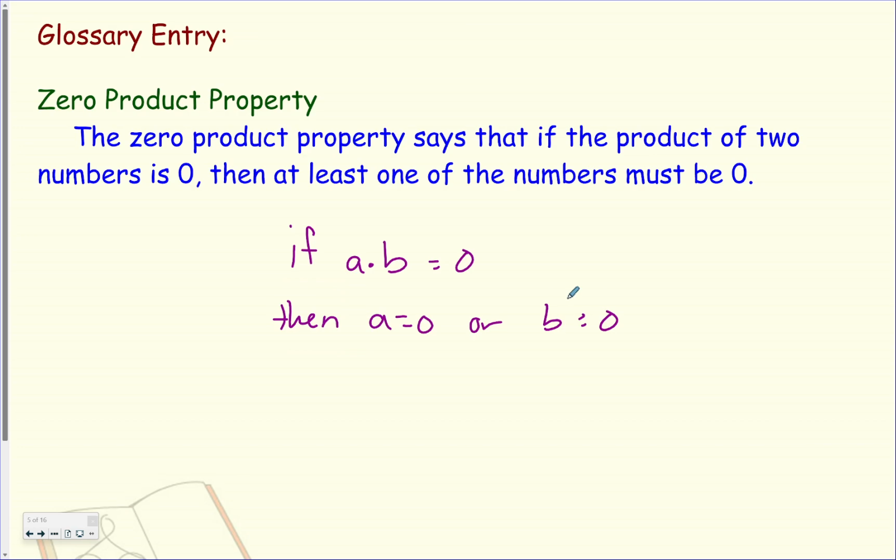Just keep in mind, this only works for 0. There are no other numbers, not even 1, that this works for. So this product property only works if the product equals 0. If you have the product equaling any other number, even 1 or 2 or 10 or anything, then this property cannot be used. There'll be infinite amounts of answers.